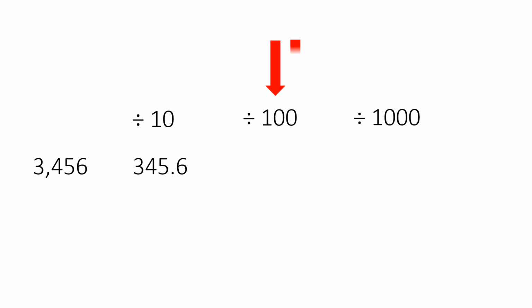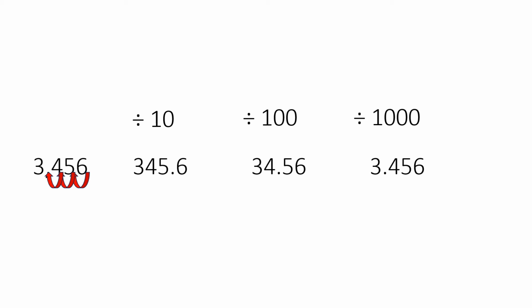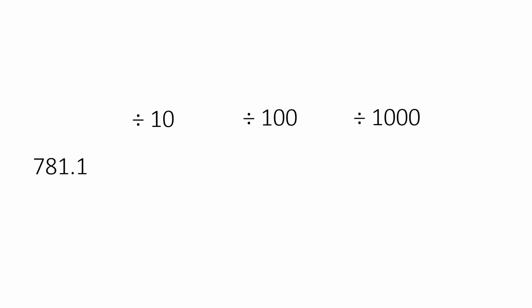Let's divide it by 100. Since we have two zeros, we're going to move the decimal over twice. So 1, 2. And now we got 34.56. And when we are dividing by 1,000, we got three zeros. Let's move the decimal over 3 times. So 1, 2, 3. And now the answer is 3.456, or the correct way to say it, 3 and 456 thousandths.